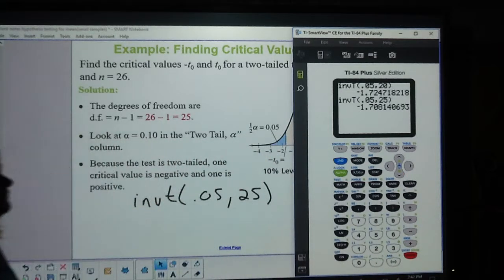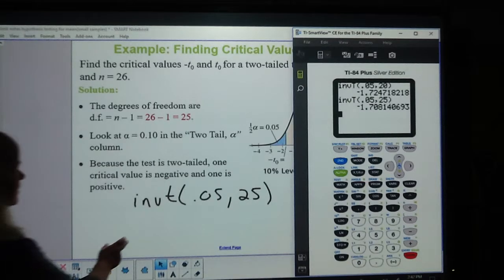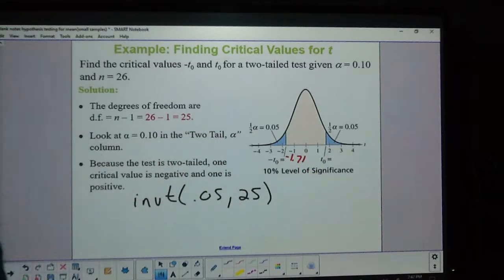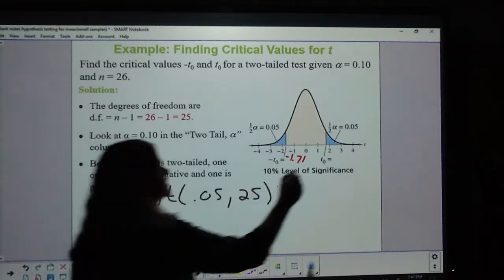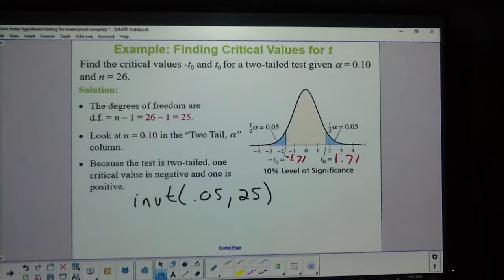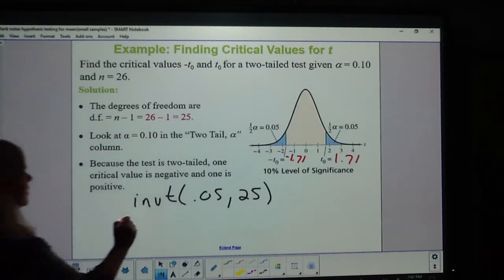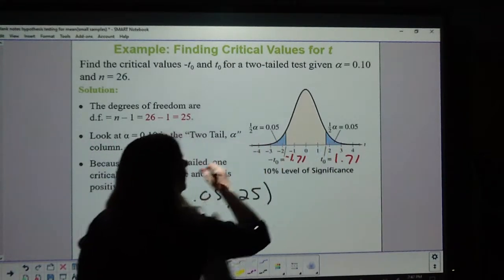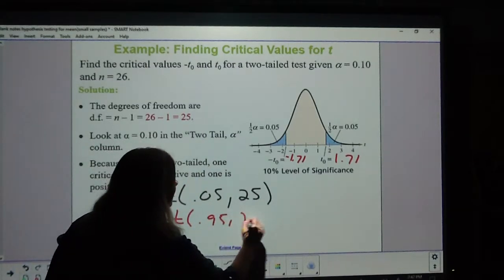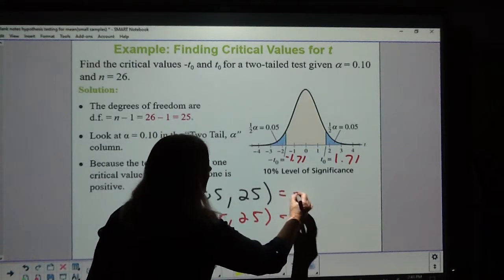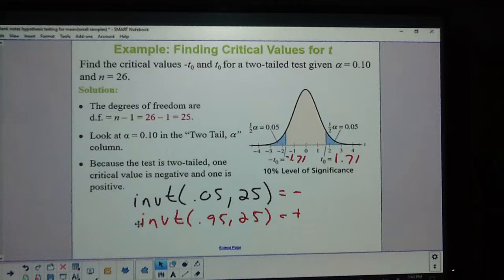And it gives me negative 1.71 rounded. So if that's negative 1.71, remember that that curve is symmetrical. So this is positive 1.71. And if you want to find the positive in your calculator, you don't need to, but you could do inverse t, area to the left. So area to the left would be 0.95. And that would give you the positive one. So this will give you the positive answer, this will give you the negative answer. But you can just do it once and know that it's symmetrical.